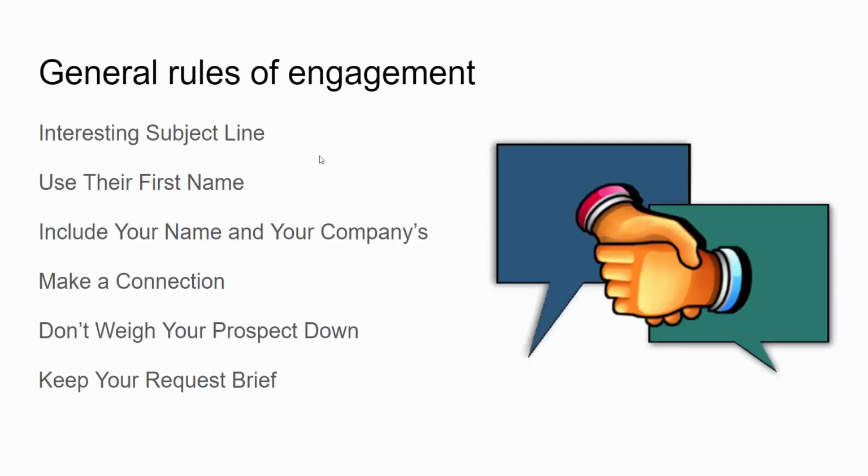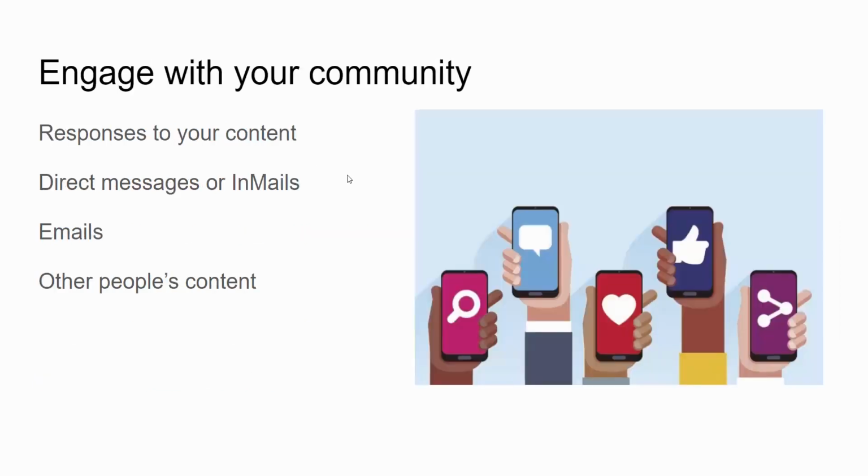So from here, we need to talk about filling your funnel, getting that content out there, engaging with your audience, and bringing those people into your sales process. So general rules of engagement: make sure that you're using interesting subject lines, use their first name, include their name and your company info. Make a connection, don't weigh your prospects down, and keep your request brief.